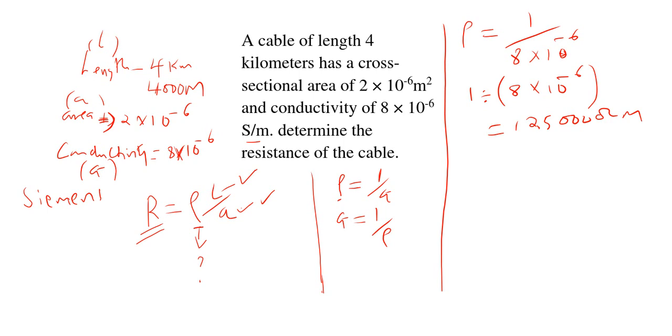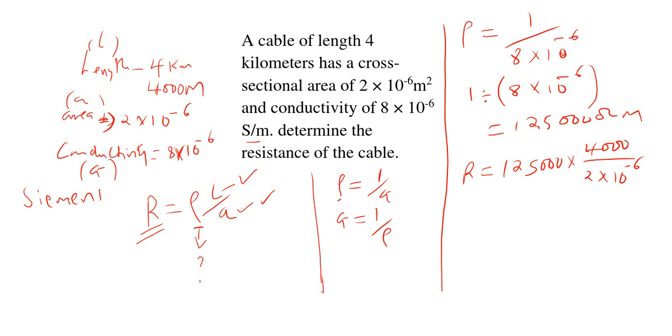So we got the resistivity and we have the formula. We can apply it now to get resistance. So our resistance will be equal to our resistivity, multiplied by length, and remember to work with SI units, divided by area, which is 2 times 10 power negative 6.